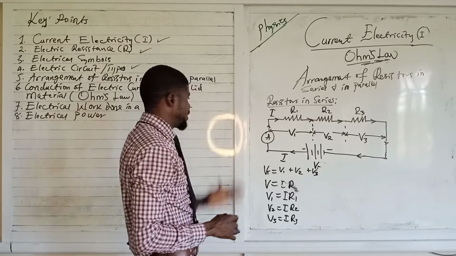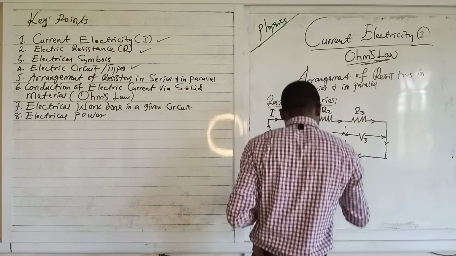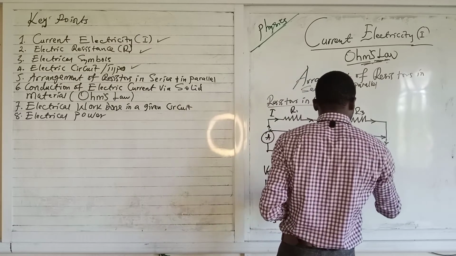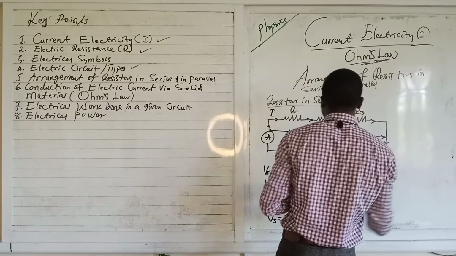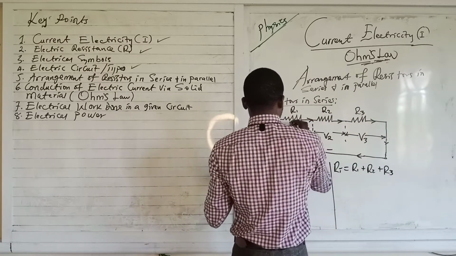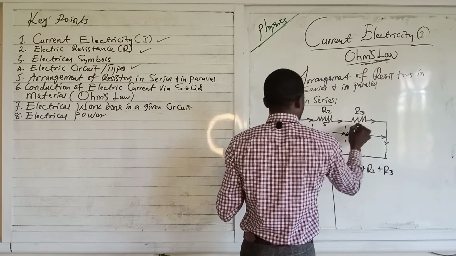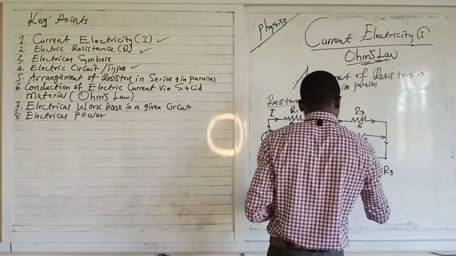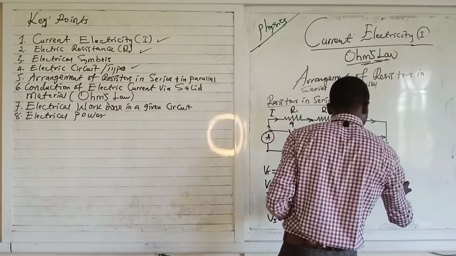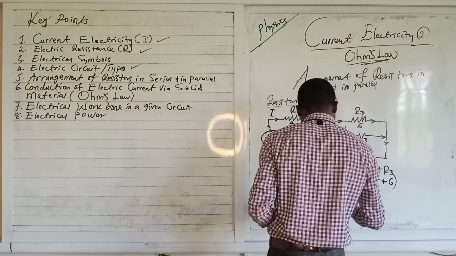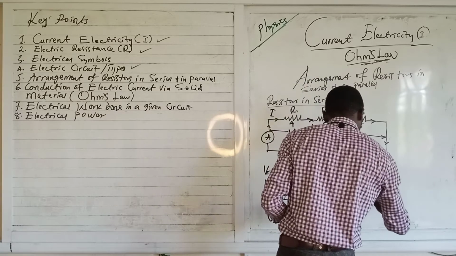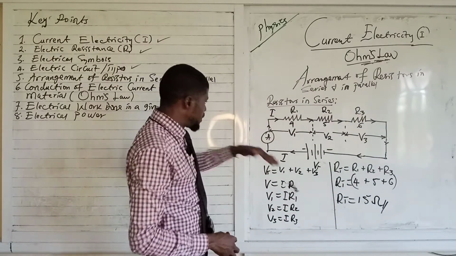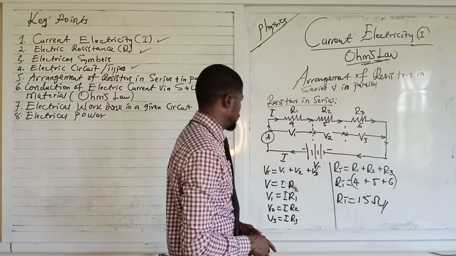How about the combined resistance? For the combined resistance, you have RT equals R1 plus R2 plus R3. Now let's suppose that we have 4, 5, 6. So our RT becomes 4 plus 5 plus 6, and that will give us 15 ohm. That is how we find the combined resistance when resistors are in series.